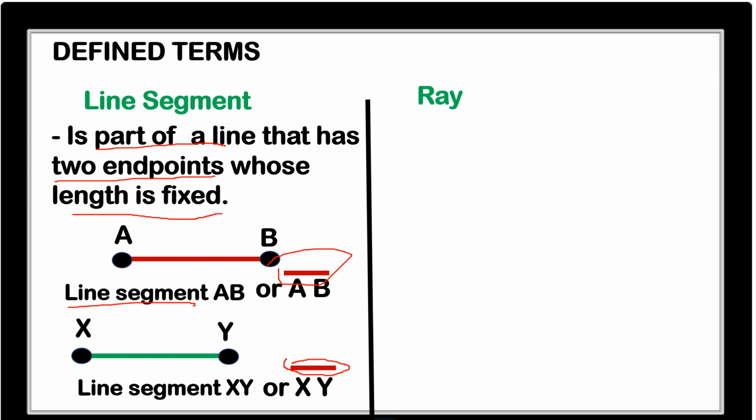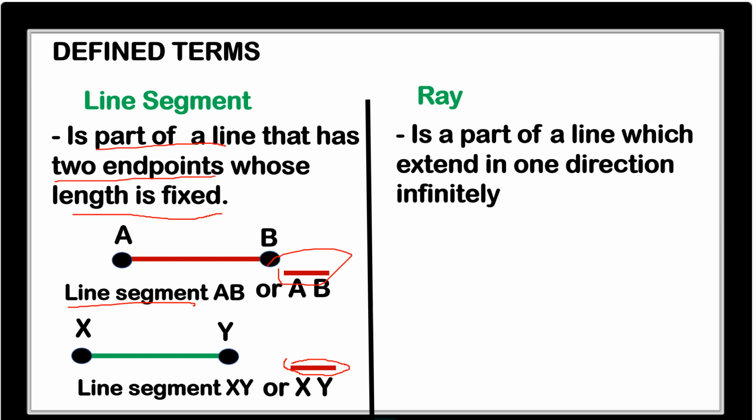Another defined term is the word ray. Ano po bang ibig sabihin ng ray? In geometry, it is a defined term. It is a part of a line which extends in one direction infinitely. Kanina, yung atin pong line segment dito, ang isa sa characteristic niya po is we have the line segment having 2 points, 2 endpoints. So, meron siyang endpoint. Pagdating sa ray, ang kanyang characteristic is it is a part of a line which extends in one direction infinitely. Ibig sabihin, infinitely, walang hangganan, walang katapusan.